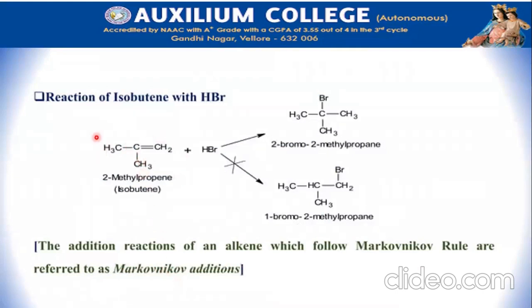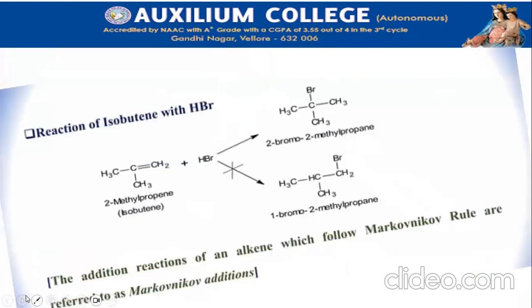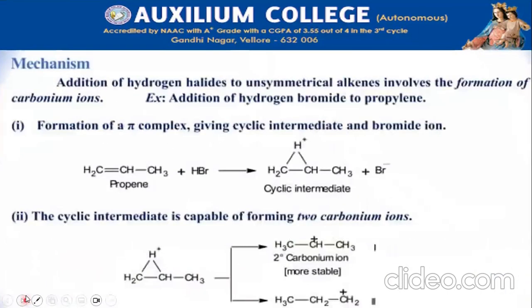In this case, 2-methylpropene is also an unsymmetrical alkene, which reacts with HBr. It forms 2-bromo-2-methylpropane. The mechanism in the case of an unsymmetrical alkene involves the formation of carbonium ions, in the addition of hydrogen bromide to propylene. Here you can see it gives a cyclic intermediate.